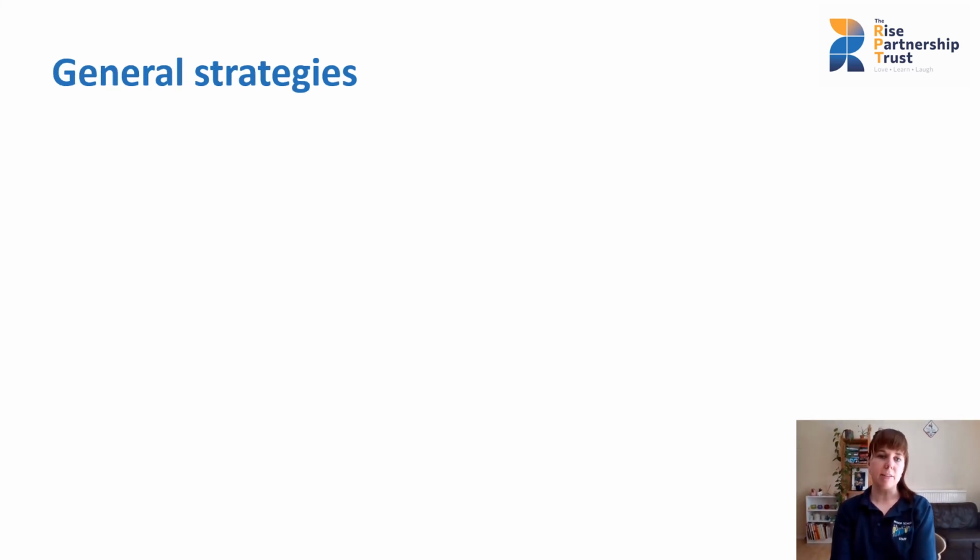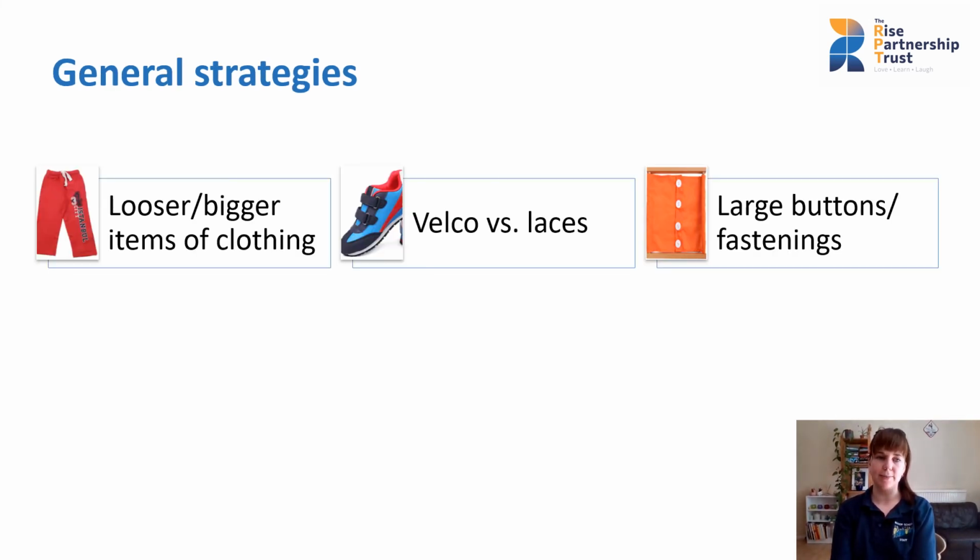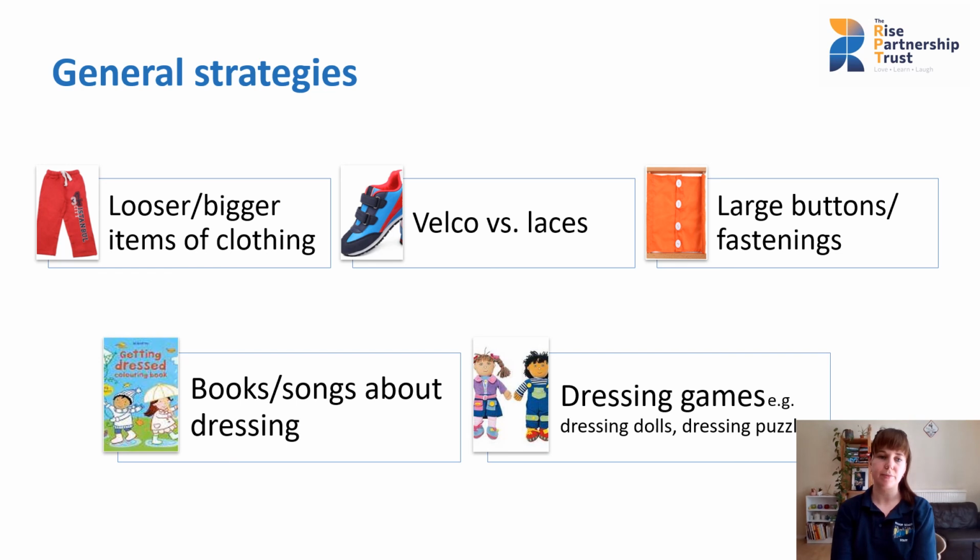Here are some general strategies to promote independence in dressing. Let's start with clothing: looser, bigger items of clothing or elasticated trousers. Shoes with Velcro straps versus laces. And grade the task. Start with larger fastenings such as chunky zips and big buttons. And then things like books and songs about getting dressed, or dressing games and toys like dressing dolls or dressing puzzles. These also help.